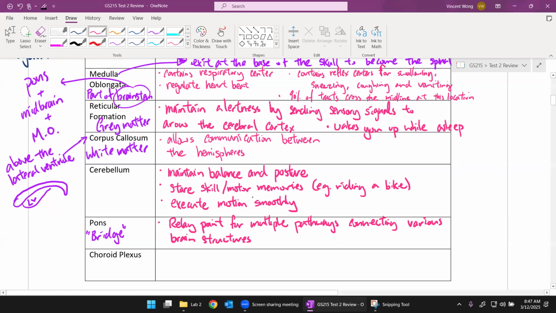In addition to being a relay station, the pons also contains various reflex centers for visual, auditory, and tactile. Tactile just means touch reflexes.